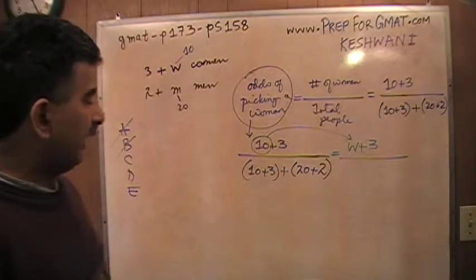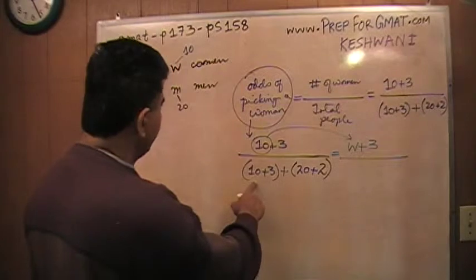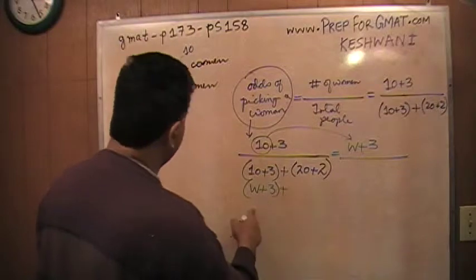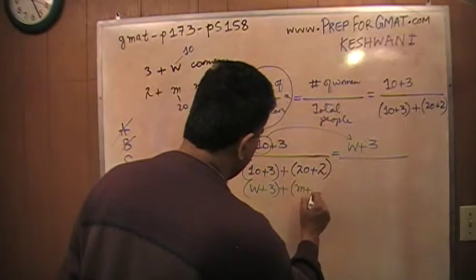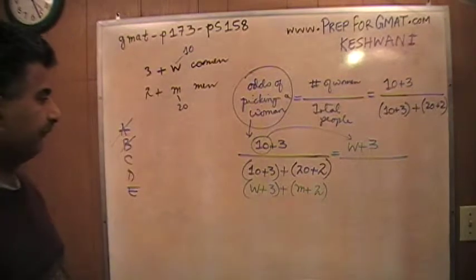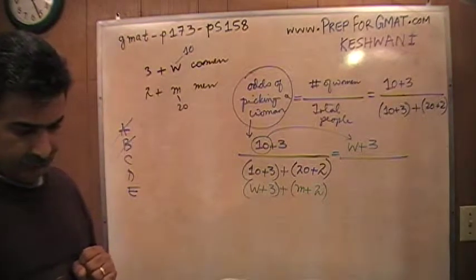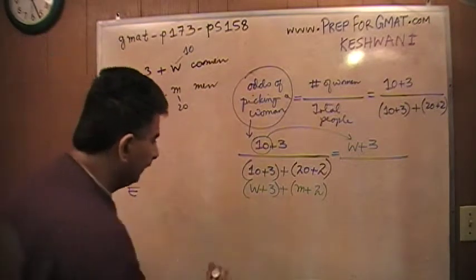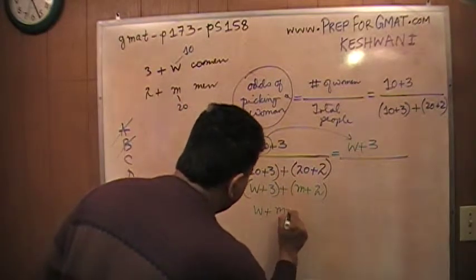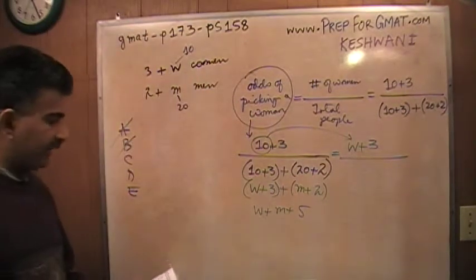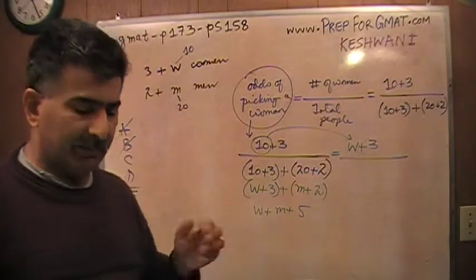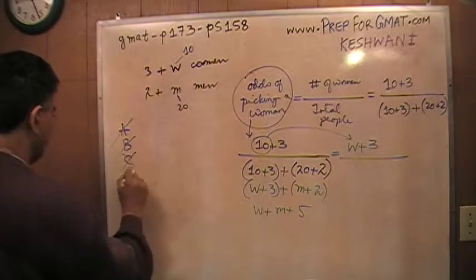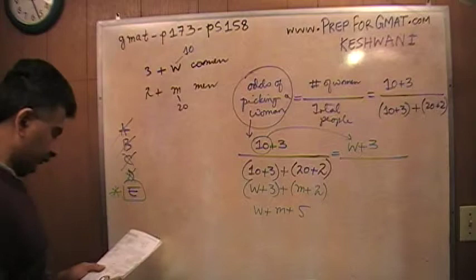Now I notice that at the bottom I have to have the total number of people, and the total number of people are represented by the W women that I started out with, plus the 3 more that I added, plus the number of men that we started out with, plus the 2 men that we added. That's what I need at the bottom. So at the bottom we need W plus M plus 3 plus 2, which is simply W plus M plus 5. That's all it is. So anything that does not have that at the bottom, I'm going to get rid of next, which rules out C and D. The answer is E. That's all.